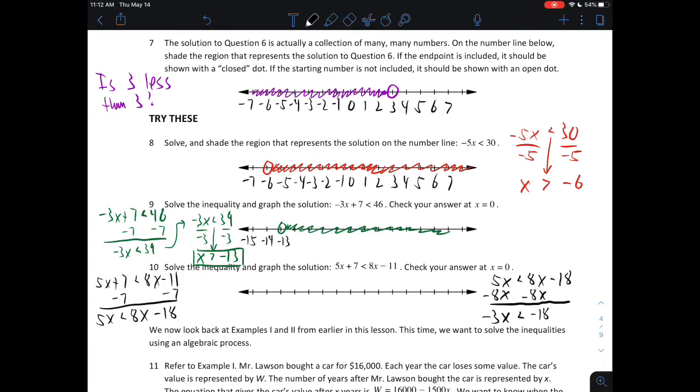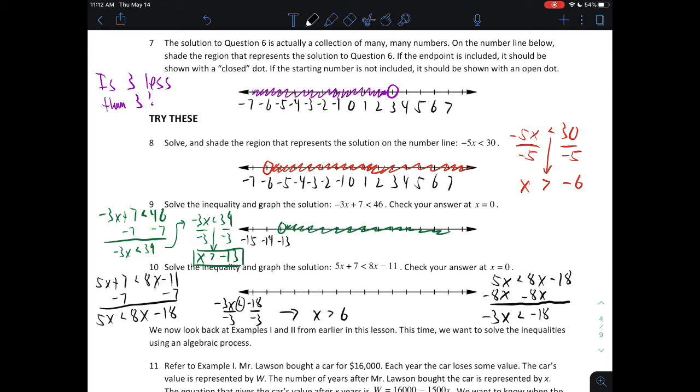So if I divide by negative 3, negative 3x less than negative 18, divide by negative 3, that leaves me with x is now going to be compared to positive 6. Notice that if I divide by a negative, what once was pointing to the left now has to point to the right. So my solution is going to be x is greater than 6.